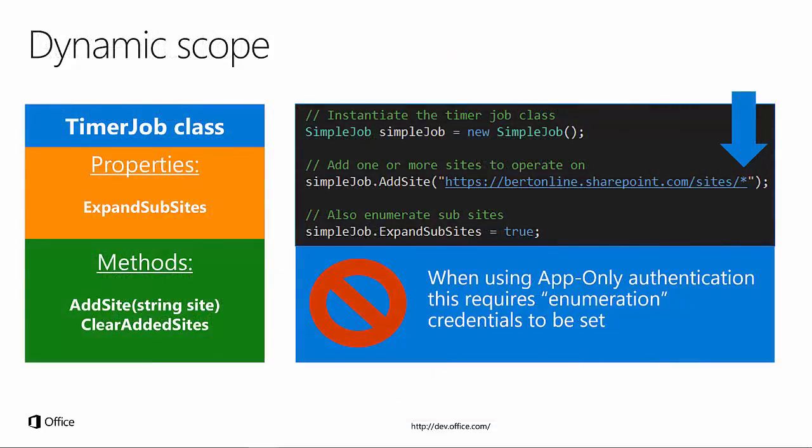Let's take a closer look at dynamic scopes. The framework allows you to add site URLs to timer jobs dynamically. You can also remove URLs that have already been added. And as you have seen from the demo, you can also use the ExpandSubsites property to process not only site collections, but all subwebs. Finally, you can use wildcards inside URLs. As in this example, the timer job will process all site collections under the site's managed path. Please note that this does not work with app-only authentication. So if your timer job uses app-only authentication, you have to provide a so-called enumeration account, which will be used to find all matching sites. I will show you this in the next demo.